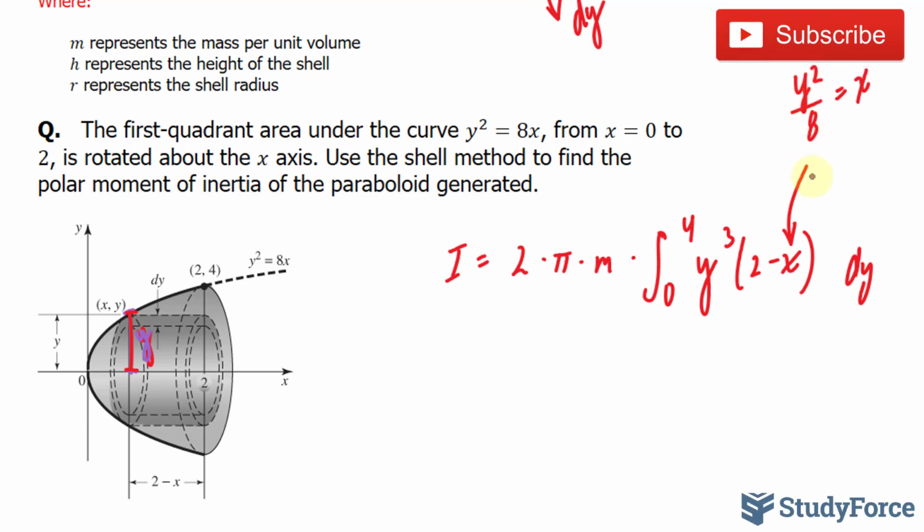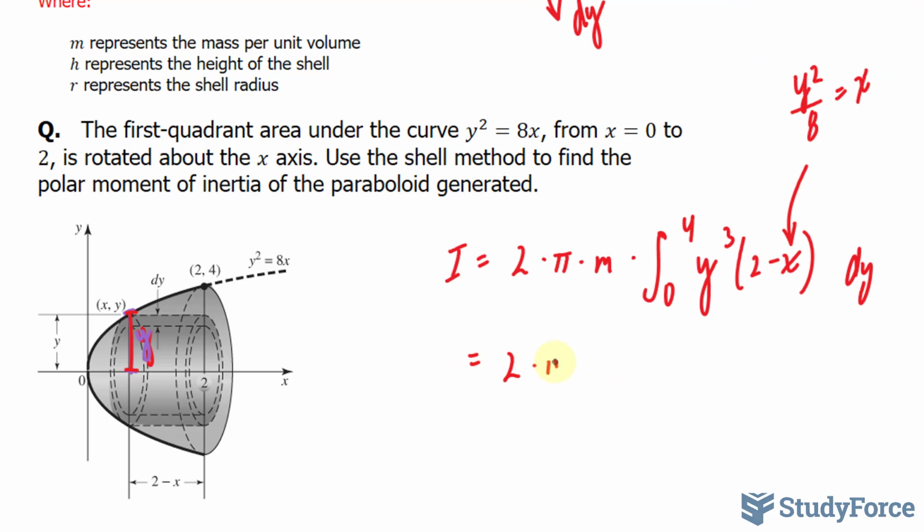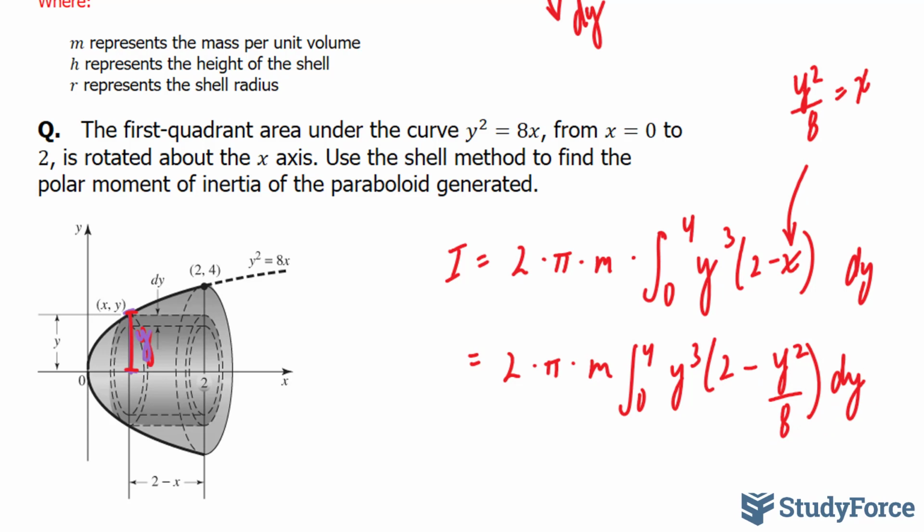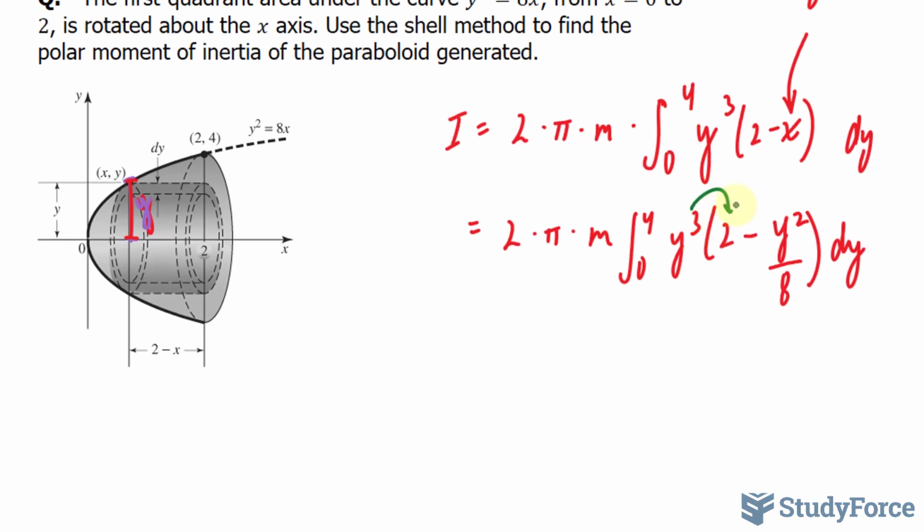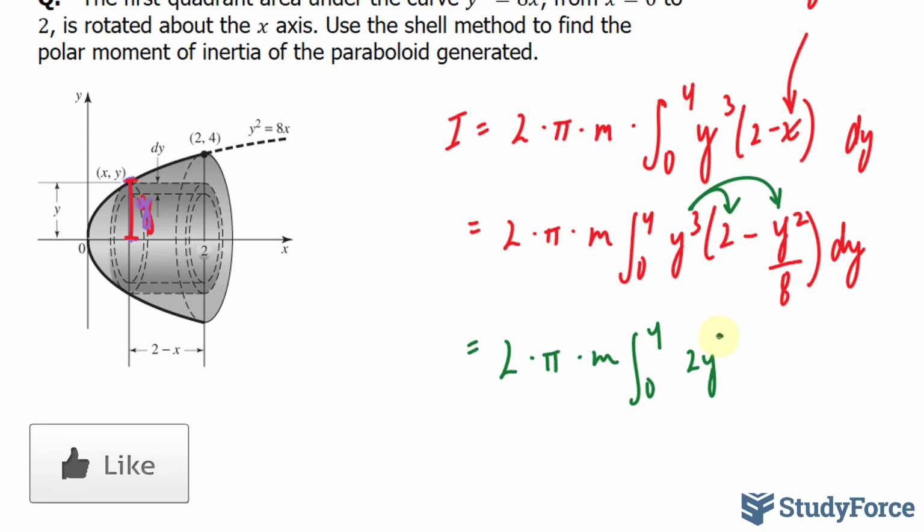So that's y to the power of 2 over 8 in place of this x. And now we can start to integrate. Y to the power of 3, times 2 minus y to the power of 2 over 8, dy. Now all we have to do is expand and then find the antiderivative of the two terms. Between 0 and 4, we have 2y to the power of 3 minus y to the power of 5 over 8.